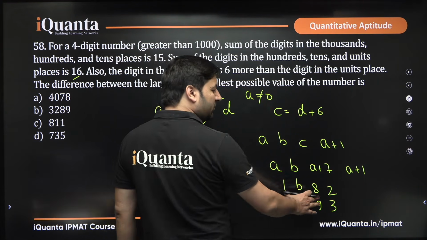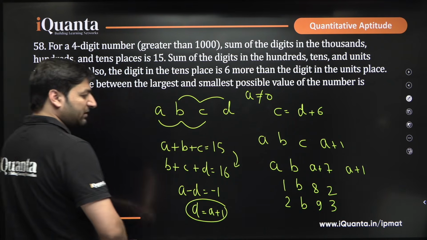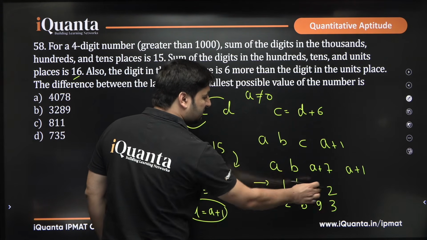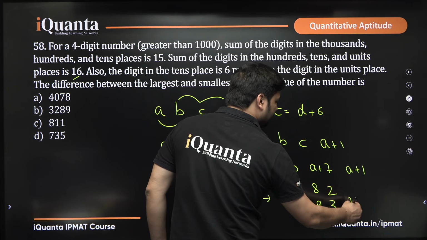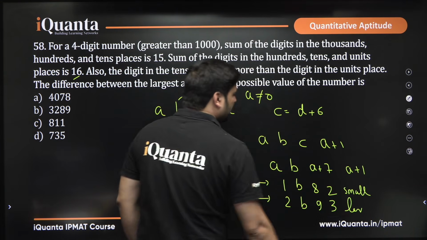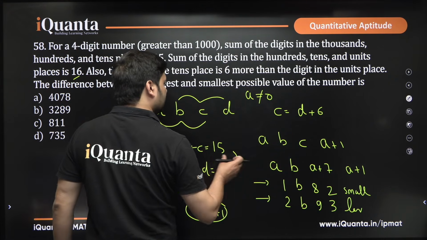So, that means only 2 numbers are possible over here. You know that only 2 numbers are possible over here. Obviously, this is the greater one because this is 2000 something, this is 1000 something, this is the largest number and this is the smallest possible number, right. But we still have to find out the value of B, keeping in mind these equations, okay.